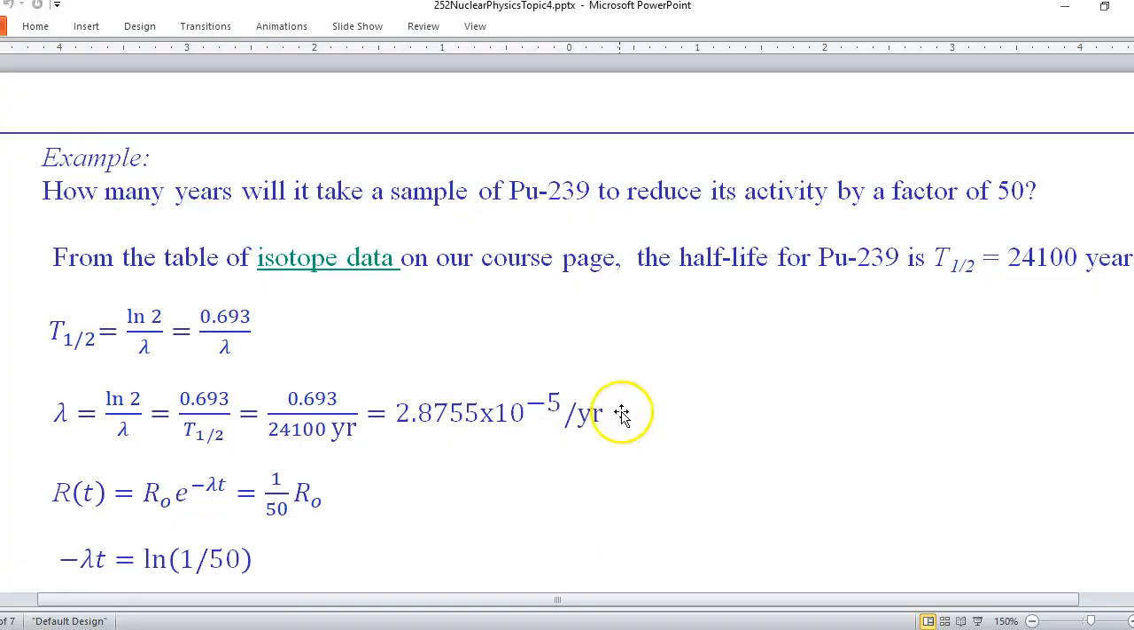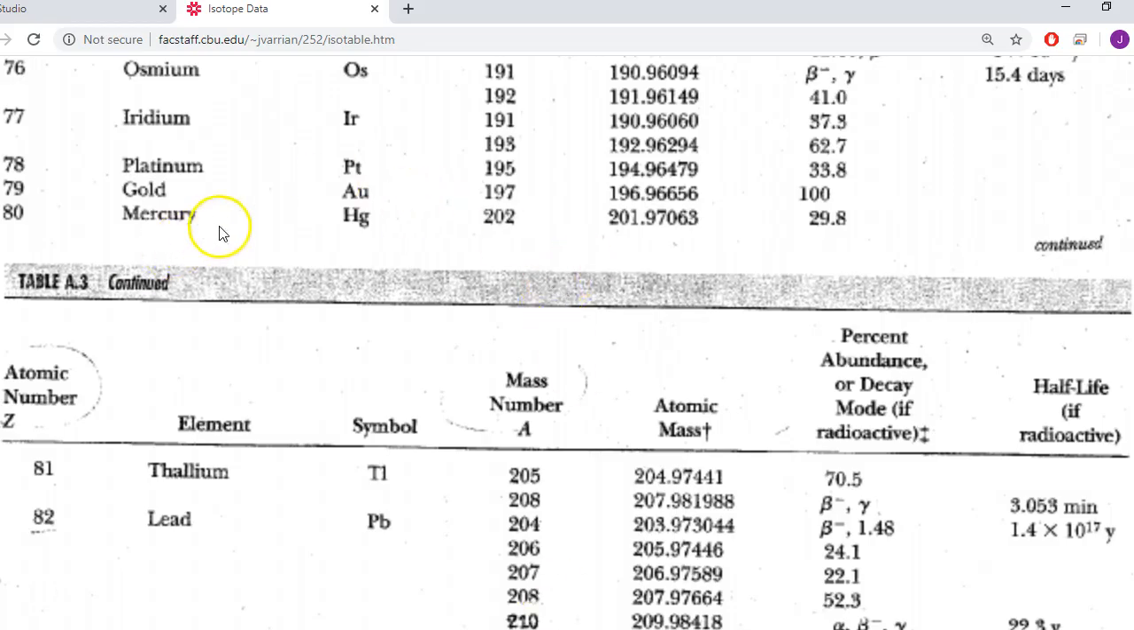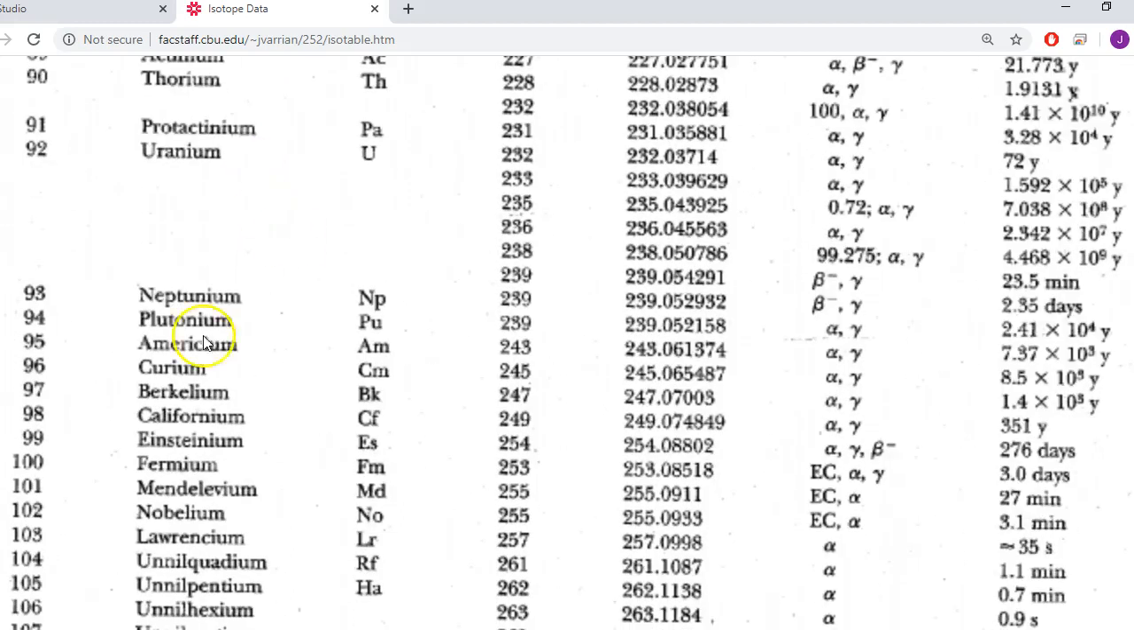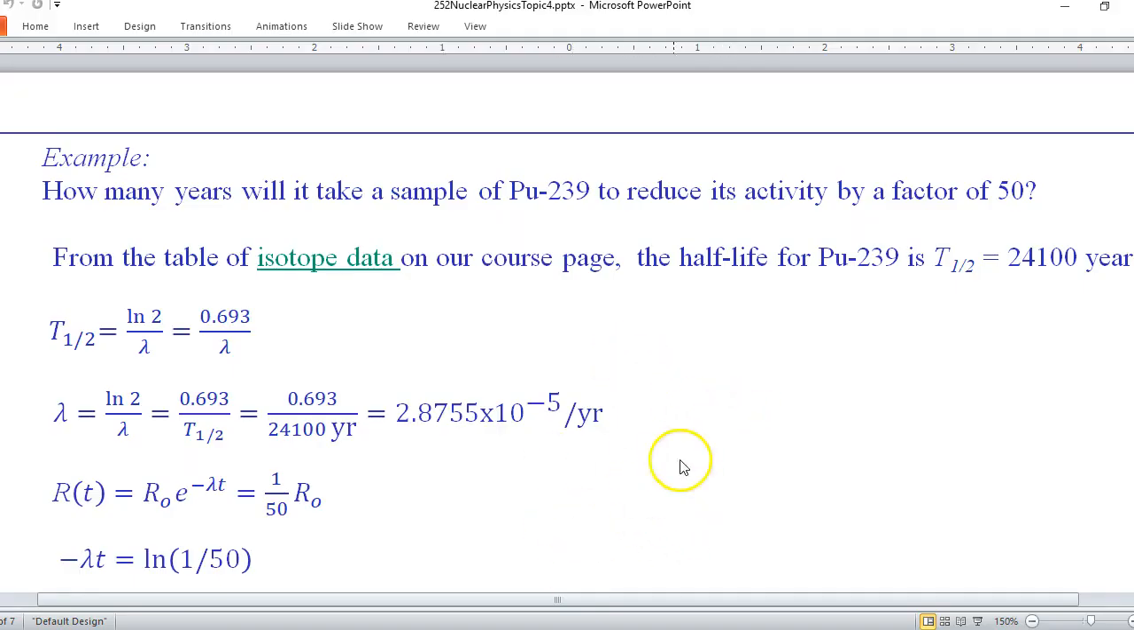I just want to show you where that is. So if I go down to plutonium, that's going to be atomic number 94. Here's plutonium-239. It's the only isotope that's listed in this table. There are more isotopes. But if you go to the last column, there's that 2.41 times 10 to the 4 years. So that's where I got that half-life.